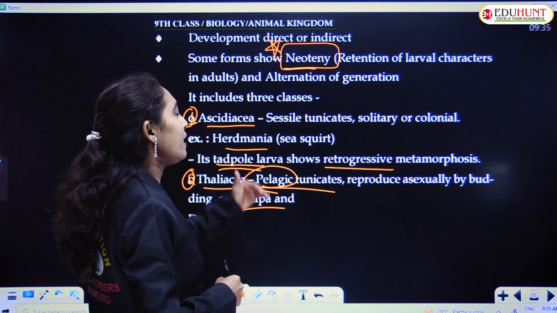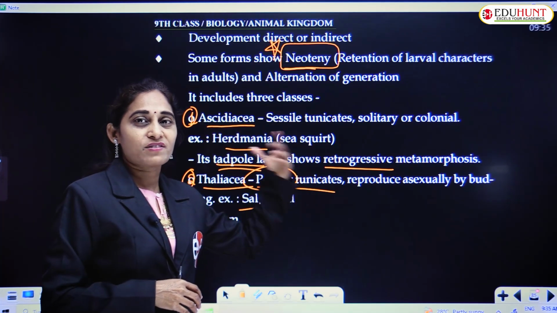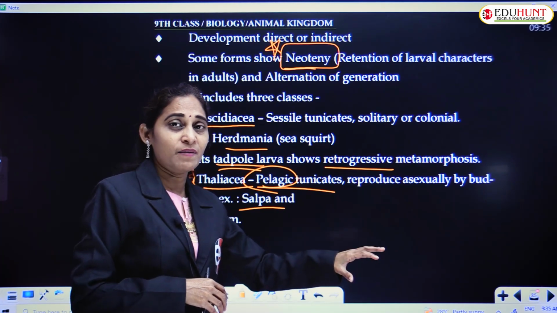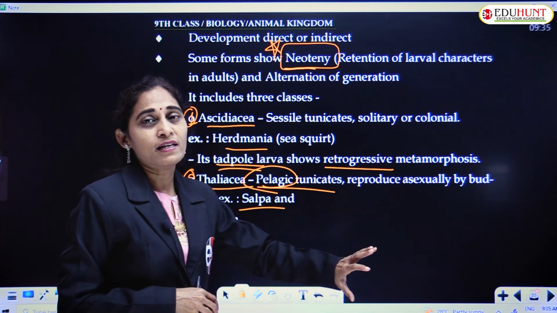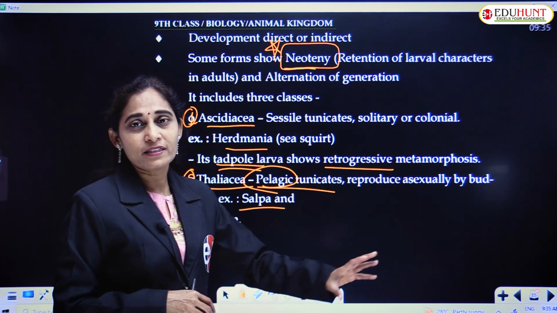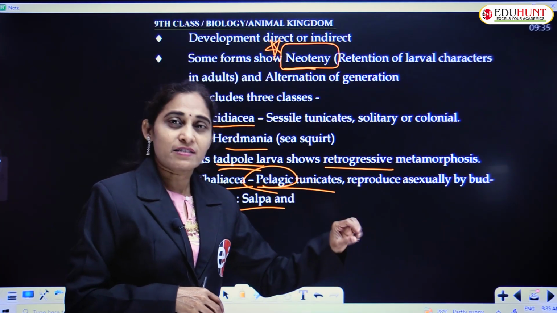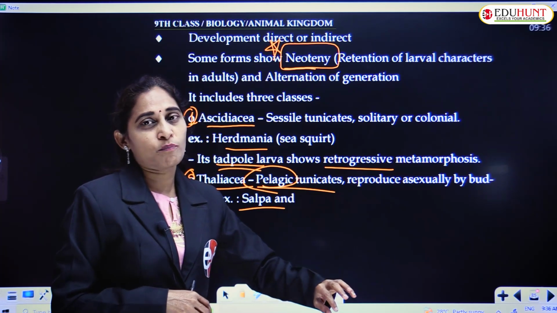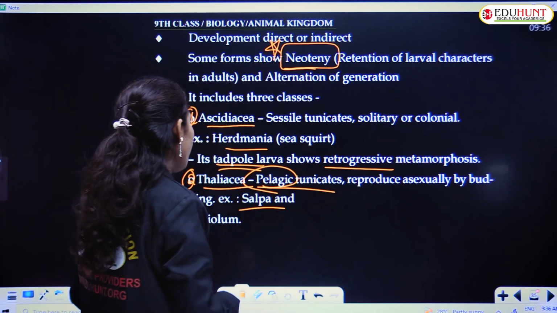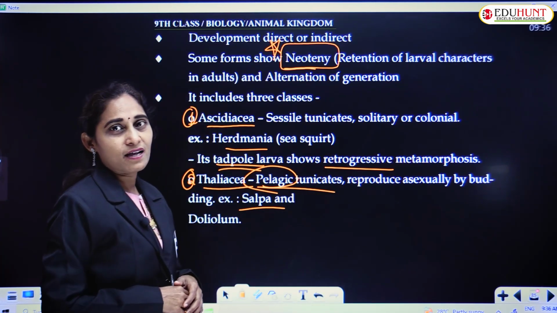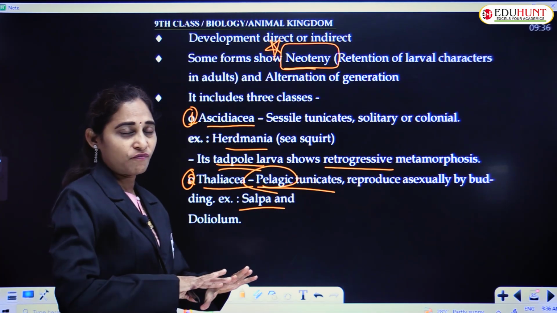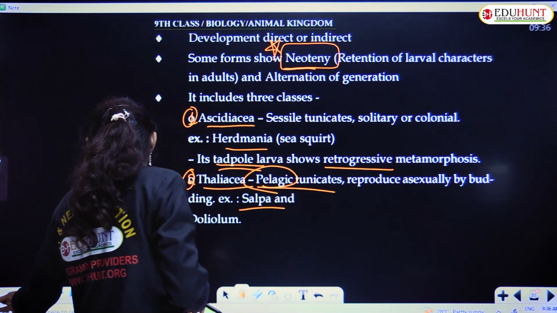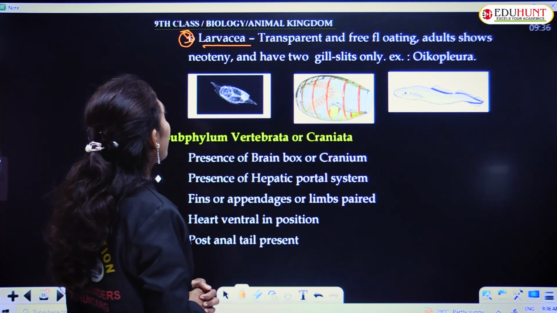They are not like ascidians where we have seen that they are sedentary animals. They are sessile, sedentary. They may be solitary or colonial. Whether they are solitary or colonial, they just get attached to the substratum, bottom of the ocean or bottom of the sea. But in this case, Thaliacea, these are pelagic forms. They freely swim in the water and they reproduce asexually by budding.